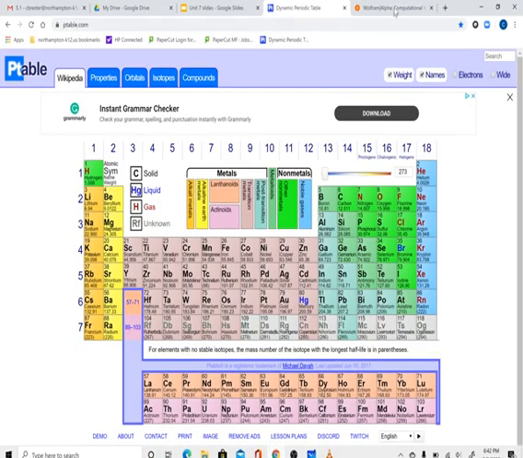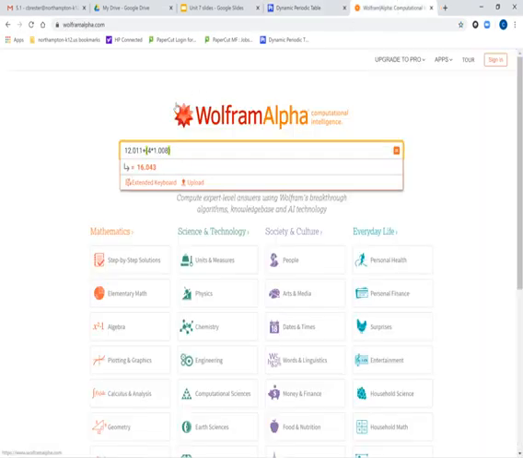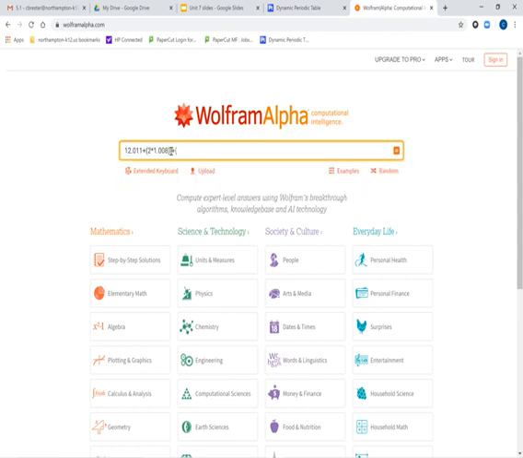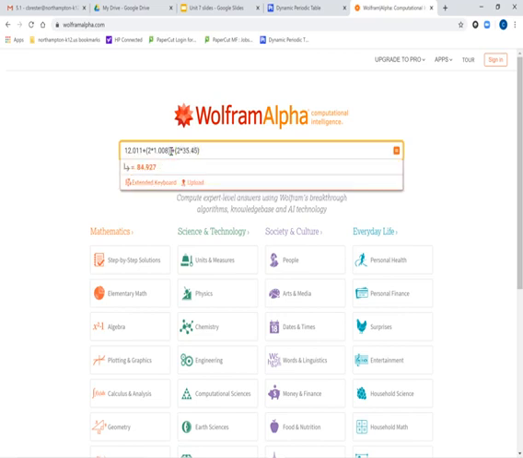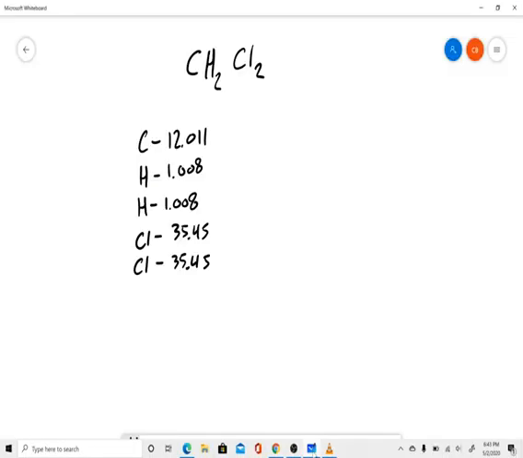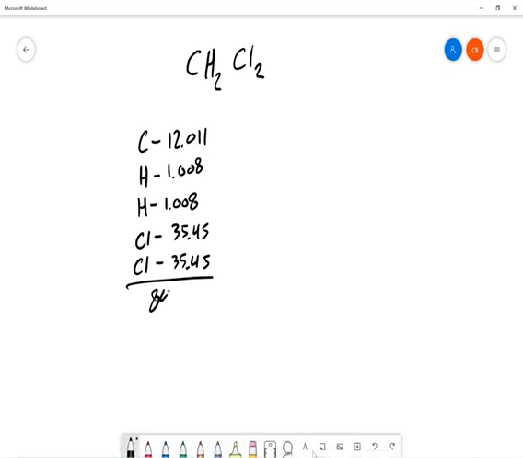Now, add that all up. Let's see. 12.011 plus 2 times 1.008 plus 2 times 35.45 should be 84.927. Okay, 84.927. And again, AMU if you are in molecular mass, molar mass if you have 1 mole of it, that is in grams per mole.